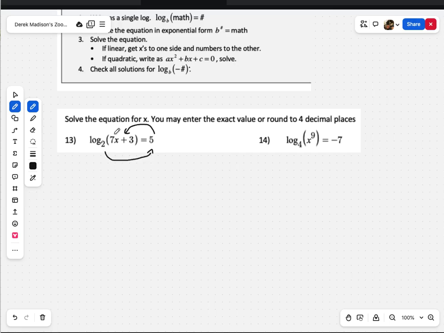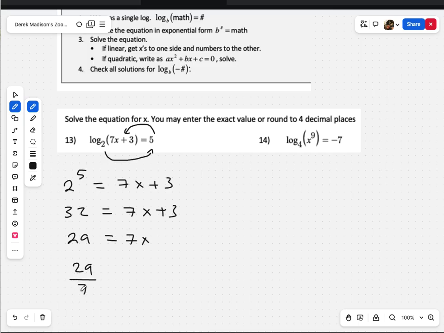So 2 raised to the 5th makes the stuff inside. So 2 raised to the 5th equals 7x plus 3. From there we can move that out of the way. 2 to the 5th would be 32 equals 7x plus 3. It's a linear equation, so we just get everything away from the x. Subtracting 3 over, we get 29 equals 7x, and then divide both sides by 7. 29 sevenths equals x. I think the computer will take 29 sevenths or that rounded to 4 decimals. I would just put in the exact fraction if that's available. That's what that one would look like.